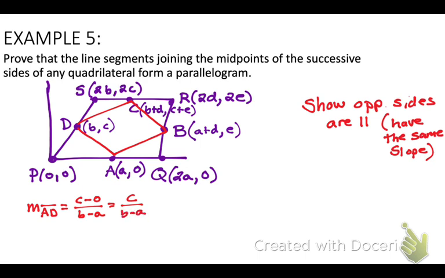If I go to the side opposite of it, that would be CB. So let's find the slope of line segment CB and see if we get the same thing. Subtracting my y's, c plus e minus e would just be c, minus e, all over b plus d minus a plus d, so distribute that negative. So that gets us b minus a. So those are the same. Check.